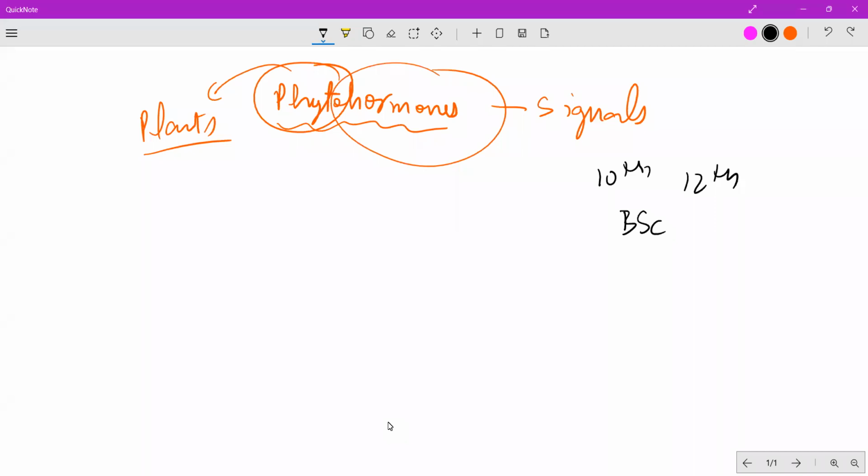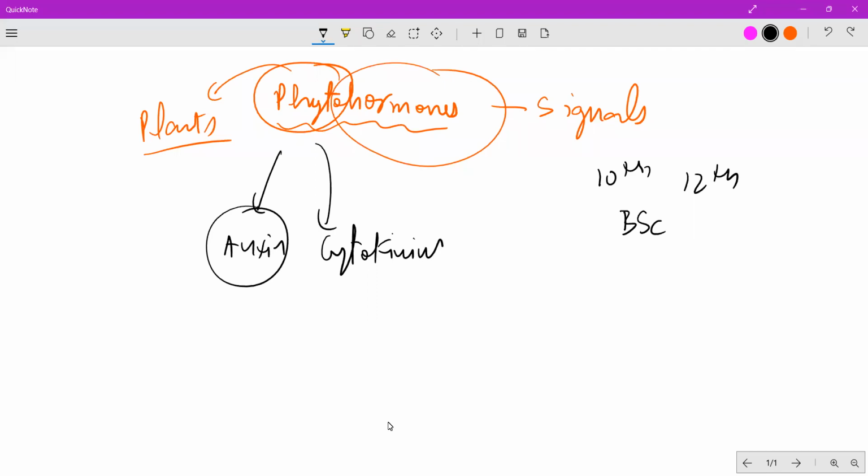Now, when we start with phytohormones, some of the phytohormones that we have already studied in colleges and schools, one we know is auxin. We all know about the auxins. Then we have the cytokinins. We have all studied cytokinins. Then we have gibberellins. We have done gibberellins.